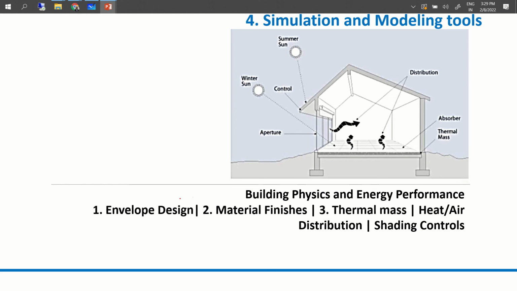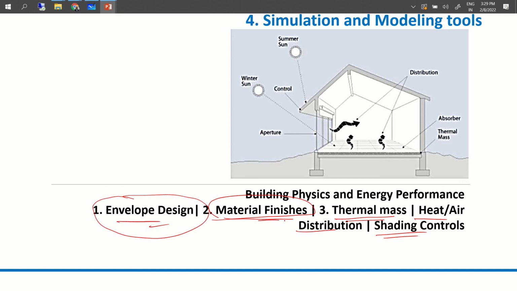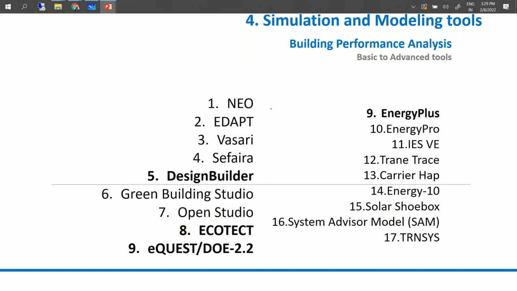We should know how the envelope of the building interacts with the external condition, what the material finishes are, what thermal mass is used, how heat and air distribution takes place, and what the shading controls are. This similar understanding is required for urban as well, and we have similar tools as well. To understand these things, we have simplified tools and more advanced tools for analysis and so on.